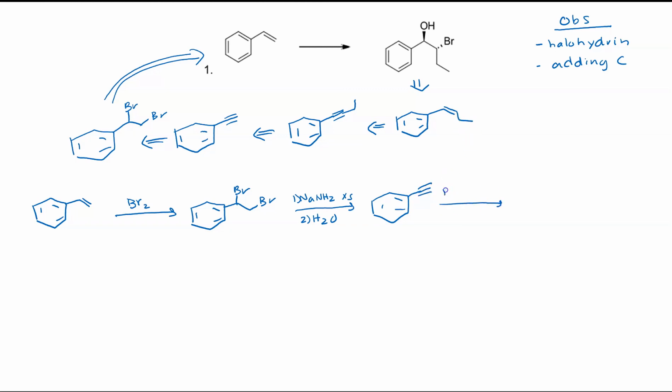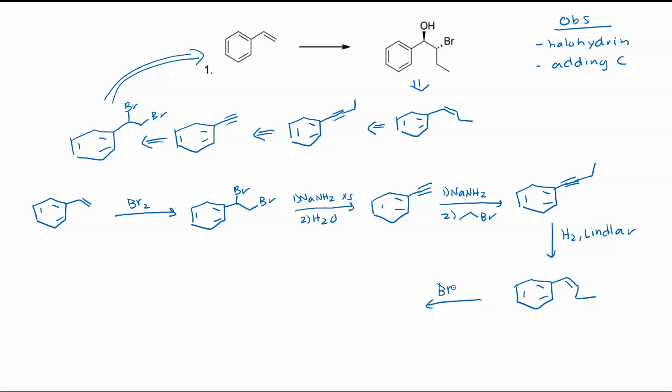At this point, I'm adding 2 carbons, so I need NaNH2. My 2 carbons. And I need to have a Z alkene here, so I need to use H2 Lindlar. And then I can add Br2 and water. And the OH goes to the position where the carbocation is the most stable.